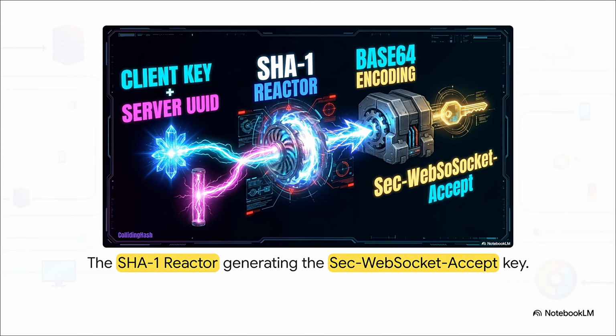When the server catches that client key, it executes a highly specific cryptographic sequence. It takes the client's unique key and concatenates it with a globally recognized predefined UUID string. It takes that combined glowing string of data, fires it straight through a SHA-1 cryptographic hash function, and then encodes the final result in base64. This creates the Sec-WebSocket-Accept key. It's an undeniable mathematical proof of understanding.